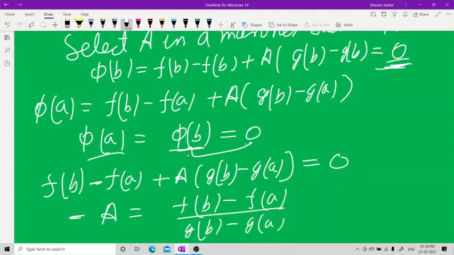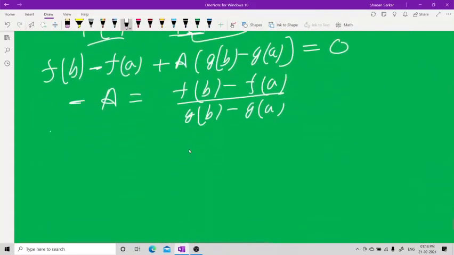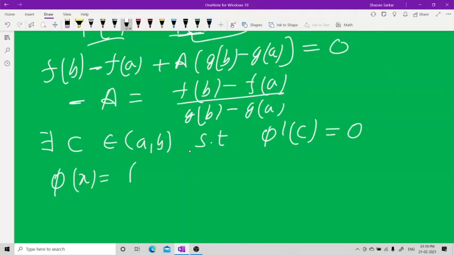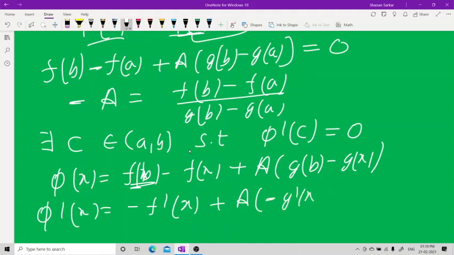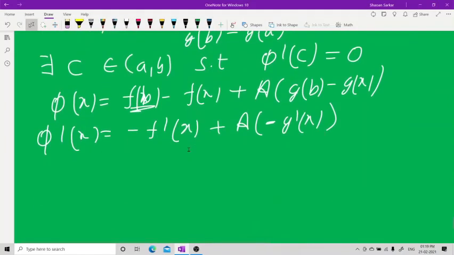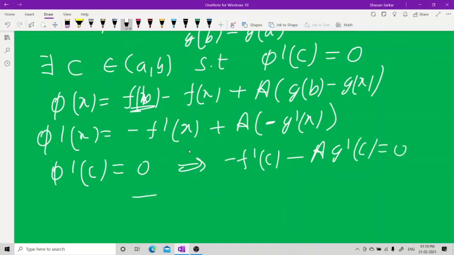Now, since all the conditions of Rolle's are satisfied, there exists a C between A comma B such that phi dash C is equal to 0. So what is phi x? Phi x is FB minus Fx plus A GB minus Gx. Just differentiate this. This is 0 minus F dash x plus A times 0 minus G dash x. Now phi dash C is equal to 0 implies minus F dash C minus A G dash C is equal to 0. This will give me minus A equal to F dash C upon G dash C.